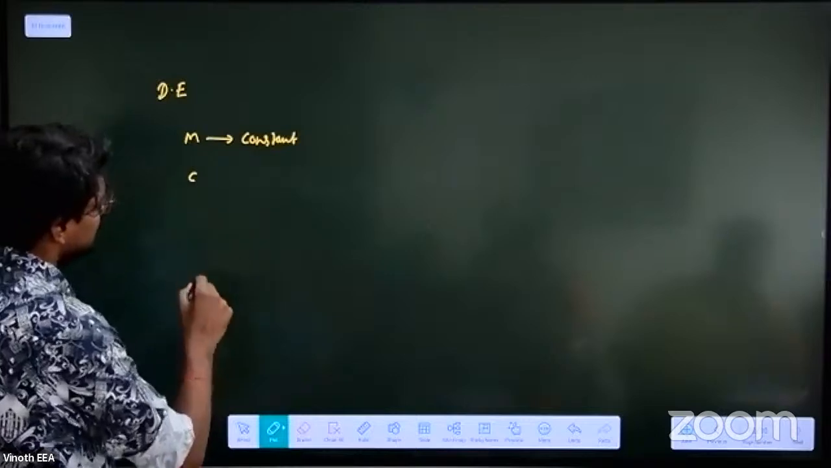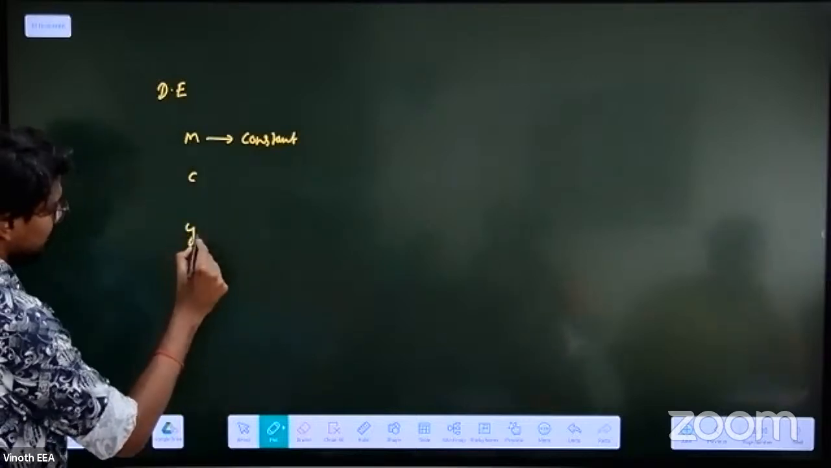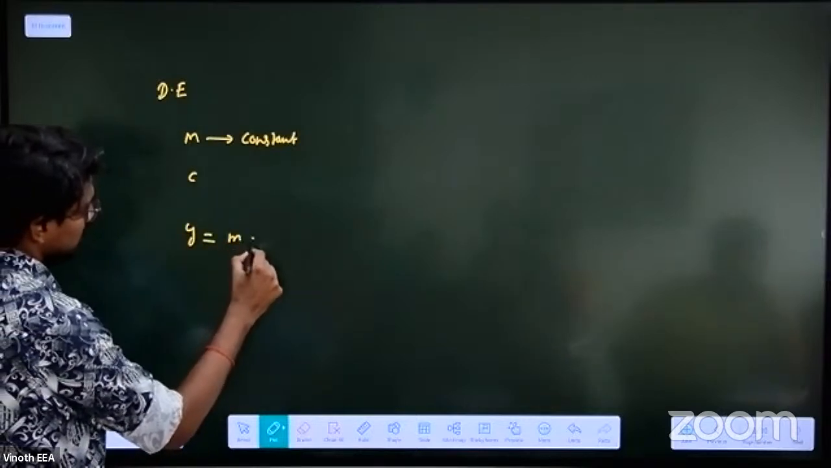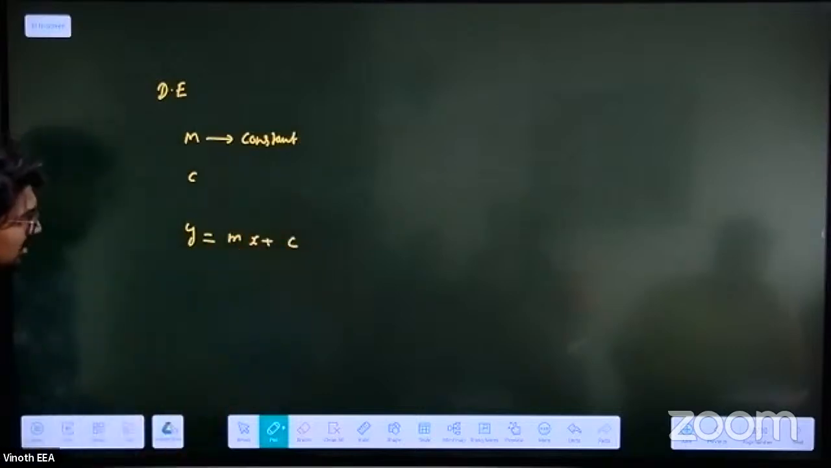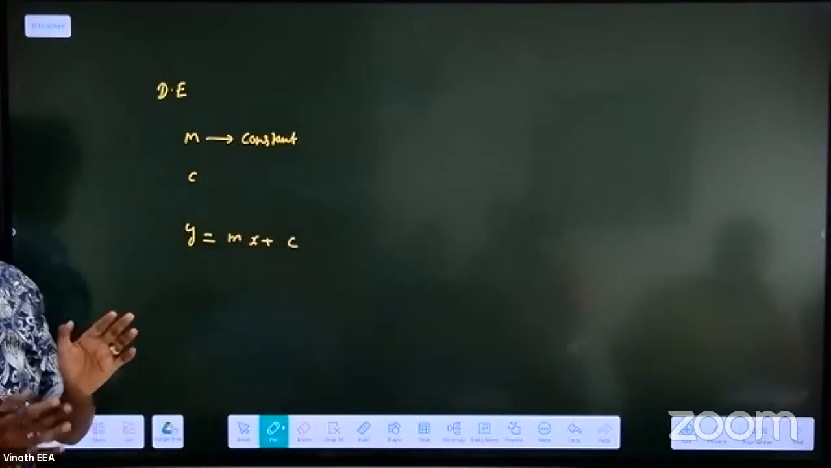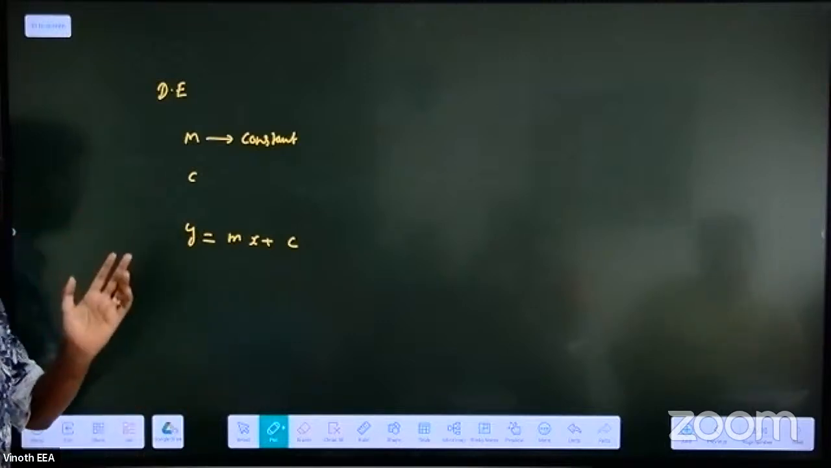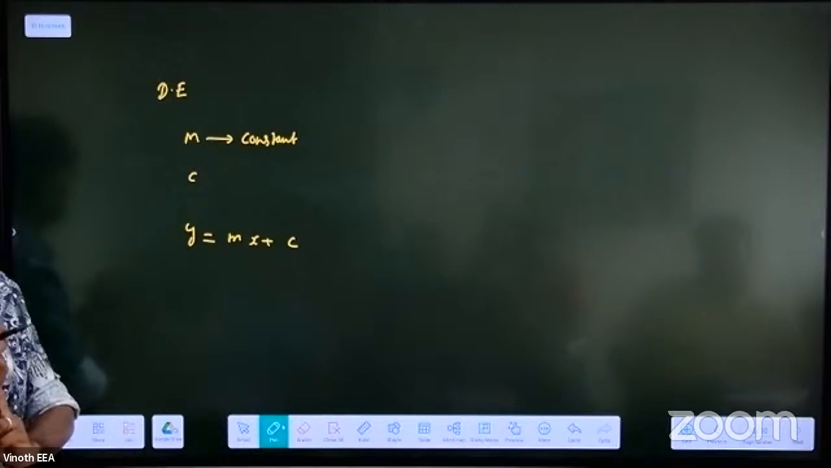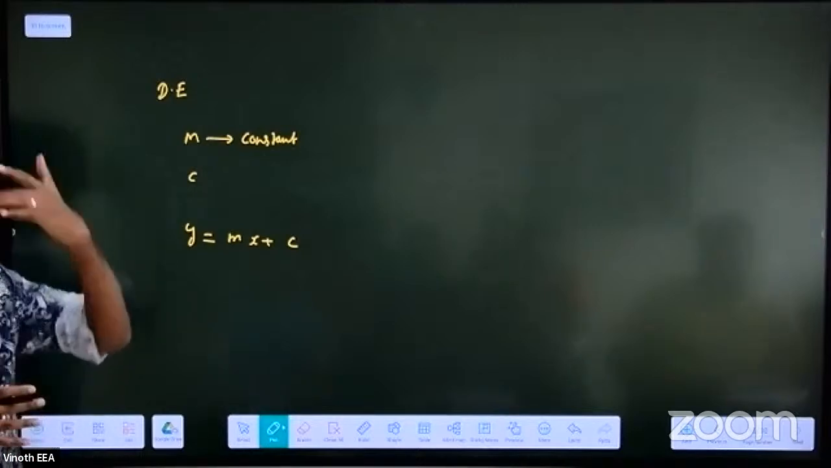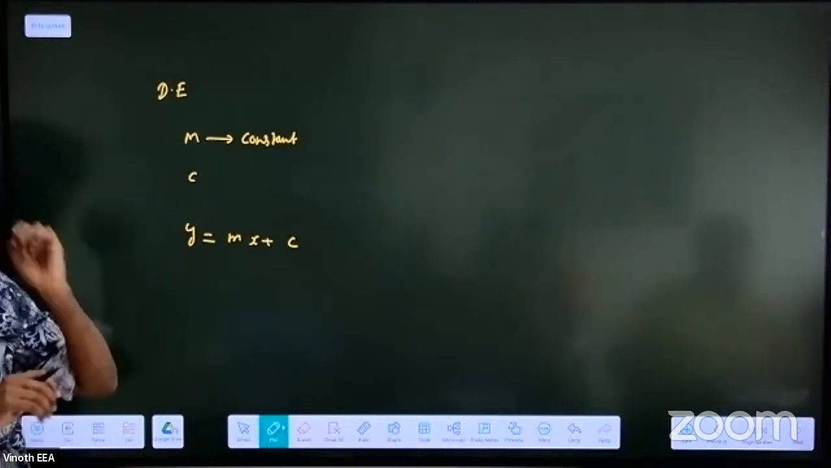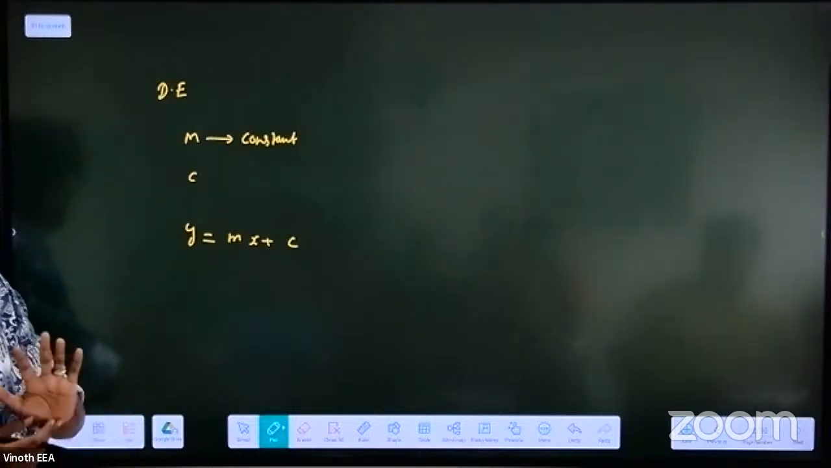Okay. So generally, what is my equation of a straight line? y is equal to mx plus c. From this equation, I need to form a differential equation. First, you need to figure out what is the arbitrary constant and what is the fixed constant. Mostly, they will be giving it in the question.